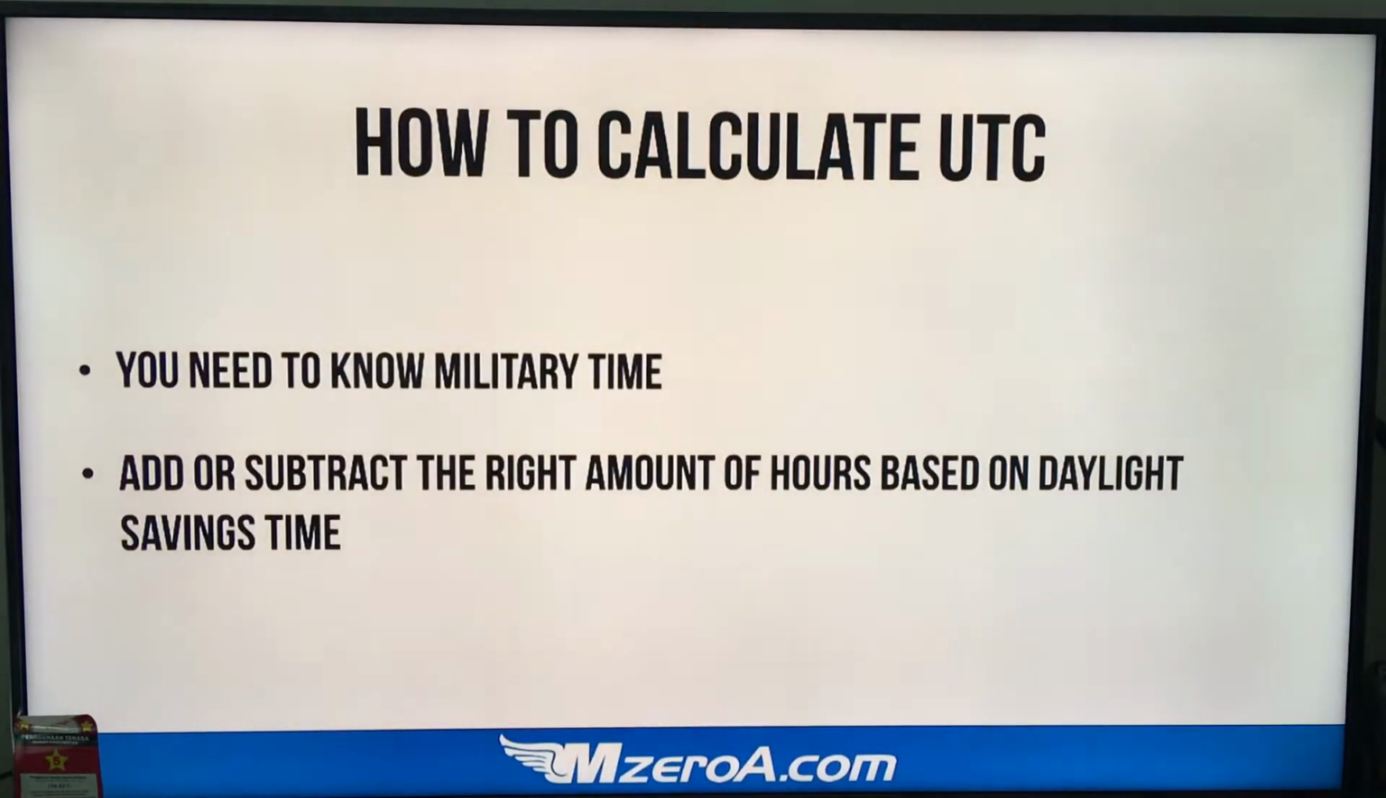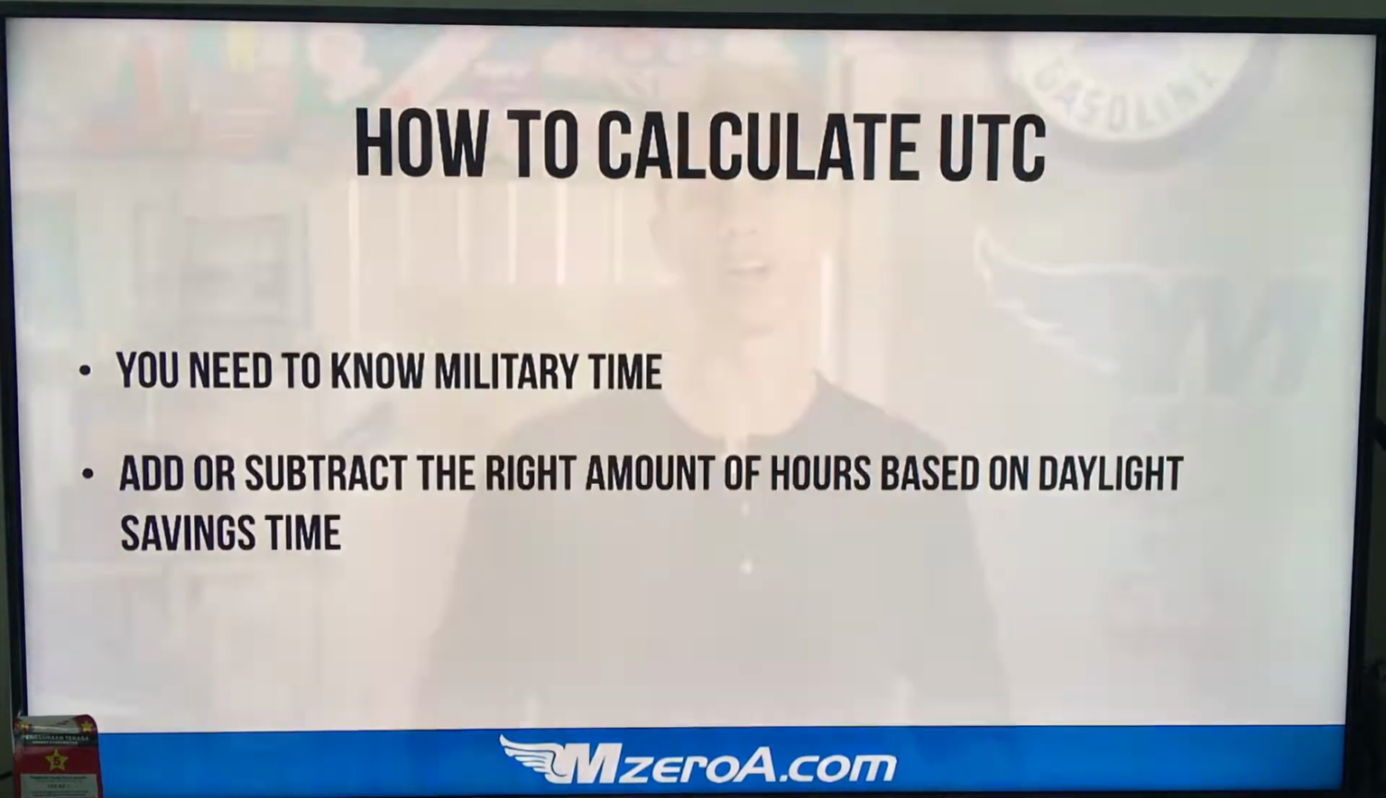So how do we calculate UTC, this Zulu time? Well, you need to know military time. And basically, we take our military time, and we're going to add or subtract. In most cases, my East Coast guys, we add, and I'll share with you exactly how much. West Coast guys are going to add a little bit more. And of course, I know we have students from all over the world, so in some cases we actually subtract. But we're going to add or subtract the right amount of hours based on daylight savings time. And this is where it gets confusing.